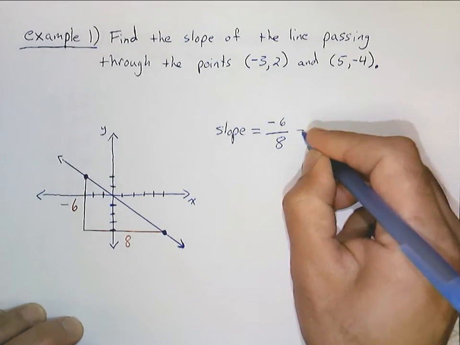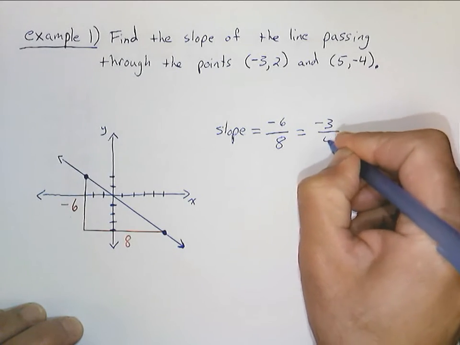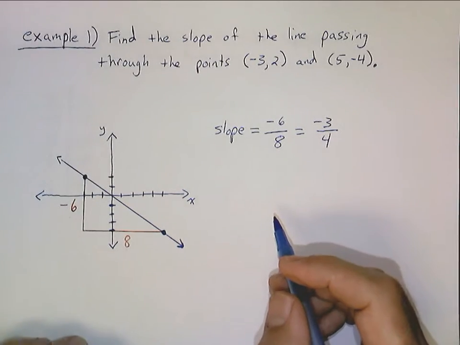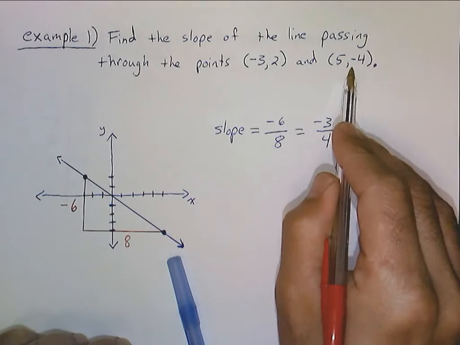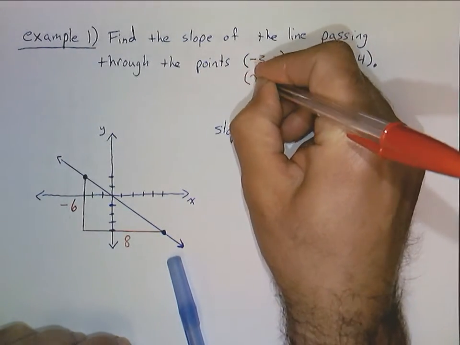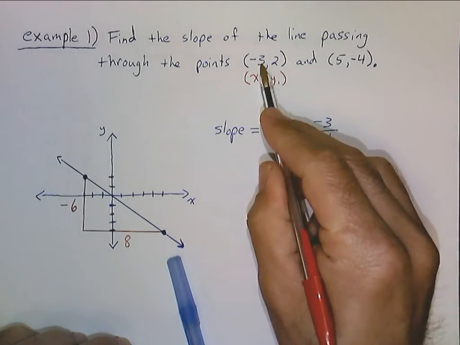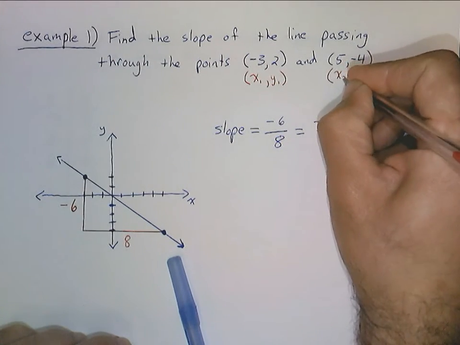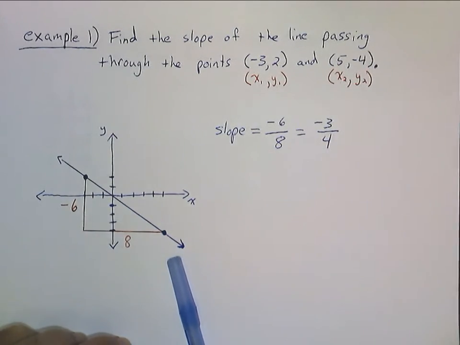And of course we would want to simplify that down, since these have a common factor of 2, that's equal to -3/4. Pretty simple. Or, if we want to use the little formula, well, here's the first point, and here's the second point. I always advise writing in right next to it that this guy is x sub 1, y sub 1. Meaning the x coordinate of the first point is there, the y coordinate of the first point is there. This is x sub 2, y sub 2. X coordinate of the second point, y coordinate of the second point.